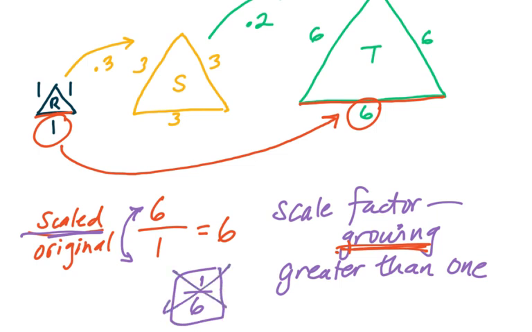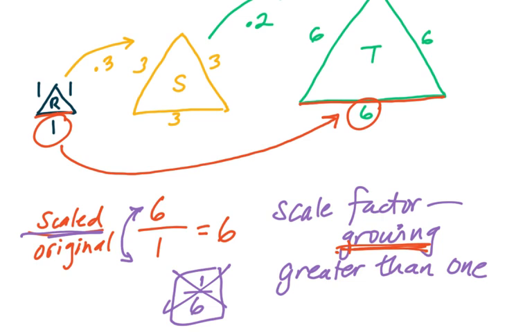So 1/6 does not make sense. 1/6 is a shrinking scale factor, and we are definitely growing as we go from R to T. So that's a nice way to check your answer. You had the right values on this one, but you had them in the reverse order.